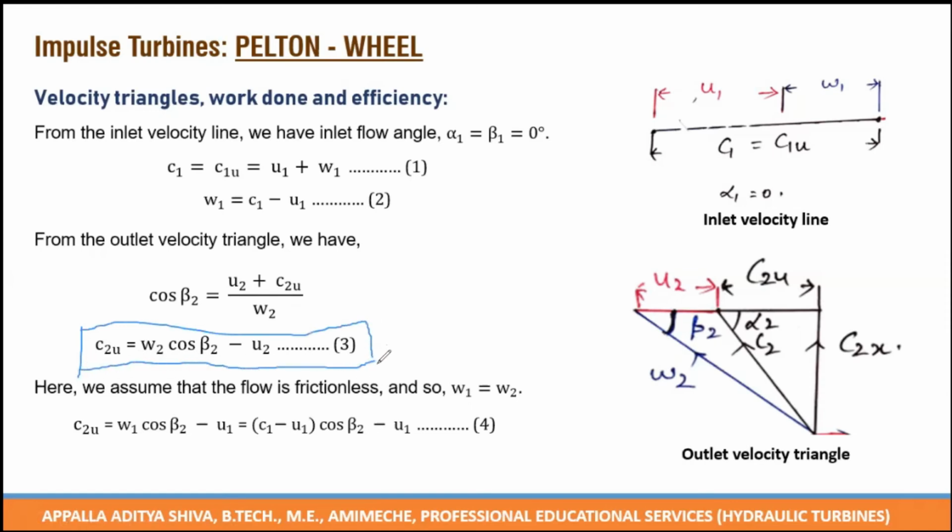Now, for the sake of problem solving, we assume that the flow is frictionless. Therefore, the relative velocity does not change from inlet to exit. Therefore, we have W1 is equal to W2. And we also have U2 is equal to U1 as mentioned in the previous slide. So we substitute all those changes, and we know W1 is equal to C1 minus U1, and when we make this substitution, we have C2u is equal to (C1 minus U1) multiplied by cos beta 2 minus U1. So this equation we have for C2u.